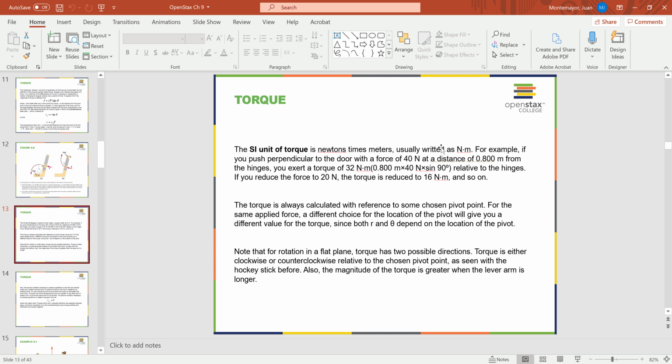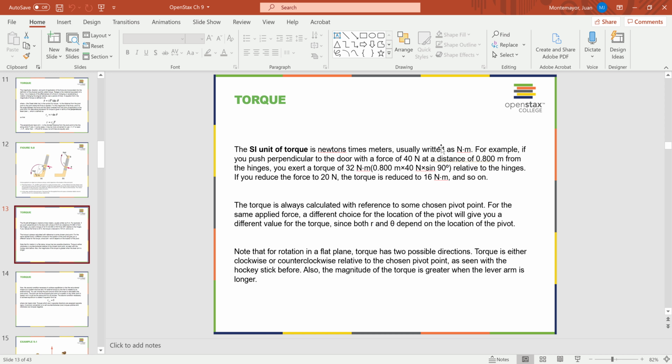The SI unit for torque is newton times meters, usually written as N·m. For example, if you push perpendicular to the door with a force of 40 newtons at a distance of 0.8 meters from the hinges, you exert a torque of 32 N·m. When you plug it all in, it'll be 0.8 for the R times your force, which is 40 N, times sine of 90, which just goes to 1.